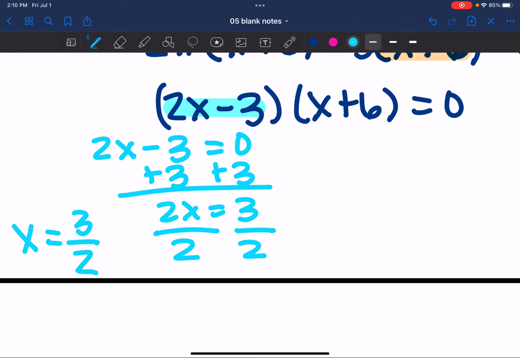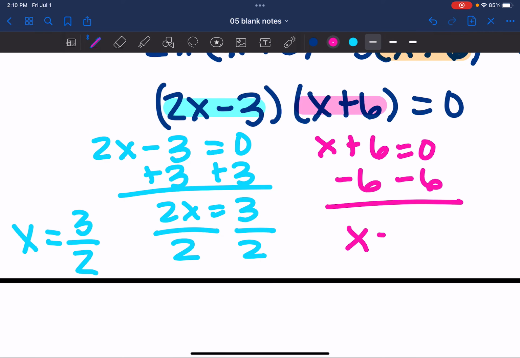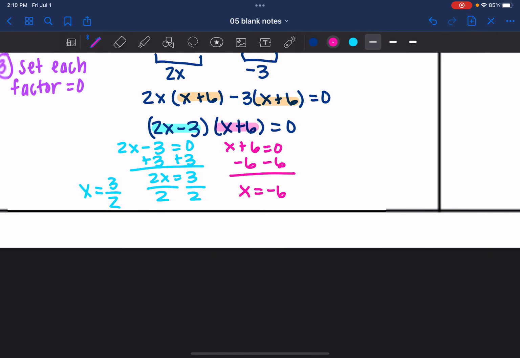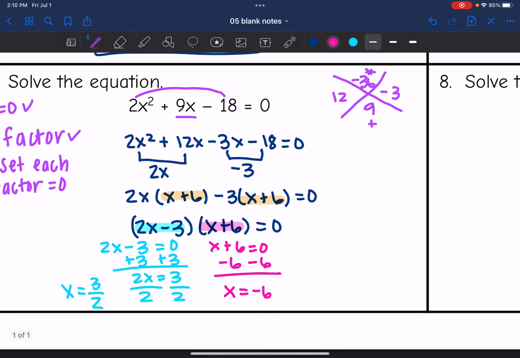Okay, so there's the first solution, and then the second factor is x plus 6. I need to set that equal to 0. And I would just subtract 6 and get x equals negative 6. So now I have the two solutions, negative 6 and 3 halves. So I write them in curly brackets, negative 6 and 3 halves.